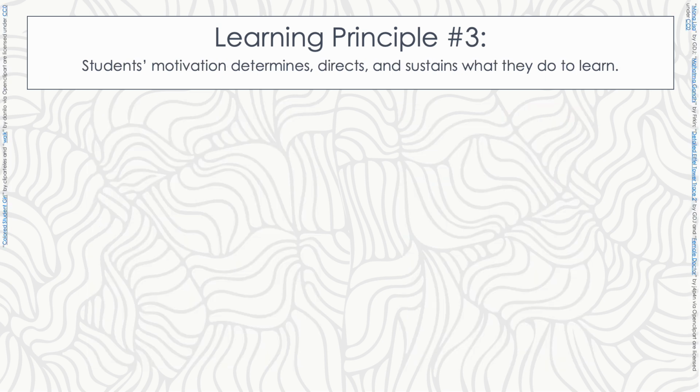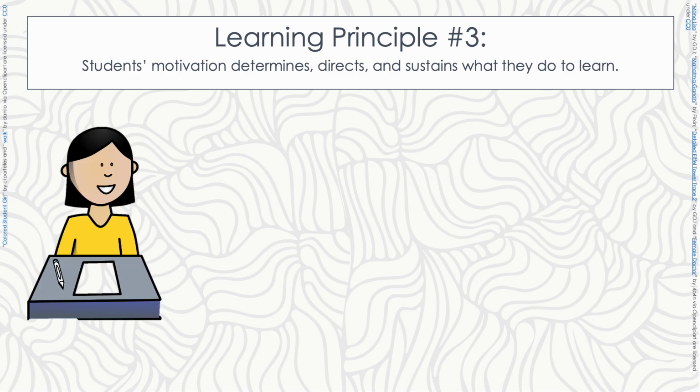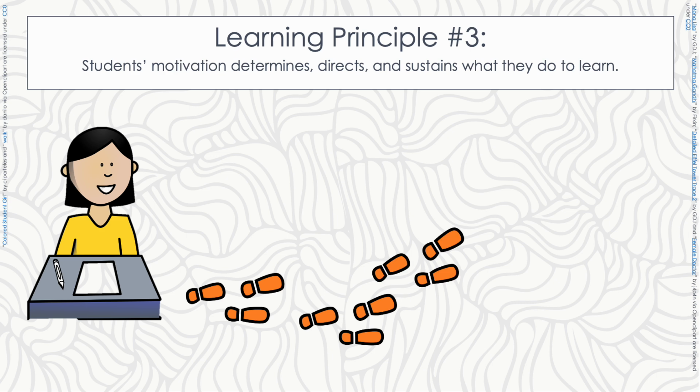Learning principle number 3. Students' motivation determines, directs, and sustains what they do to learn. Without motivation, learning does not move forward. The stronger the motivation, the more sustained effort and learning we will see. There are many kinds and sources of motivation. A teacher needs to know their students to tap effectively into their motivations.